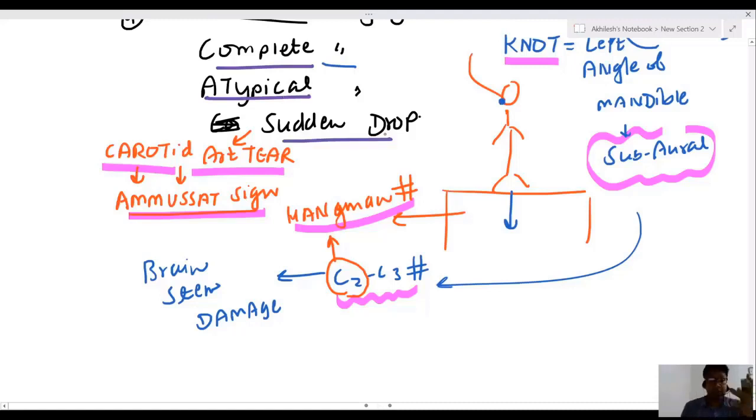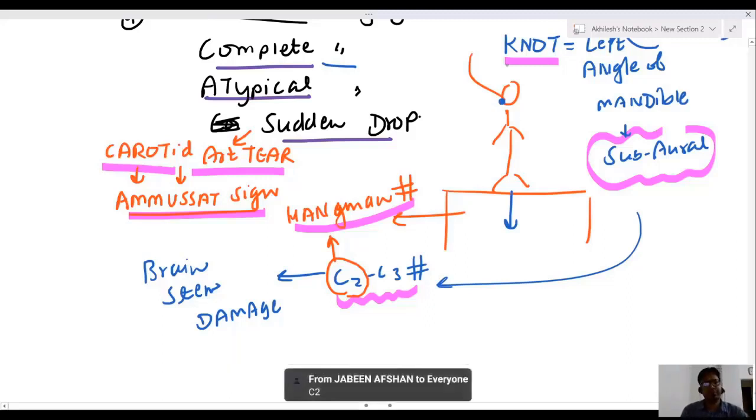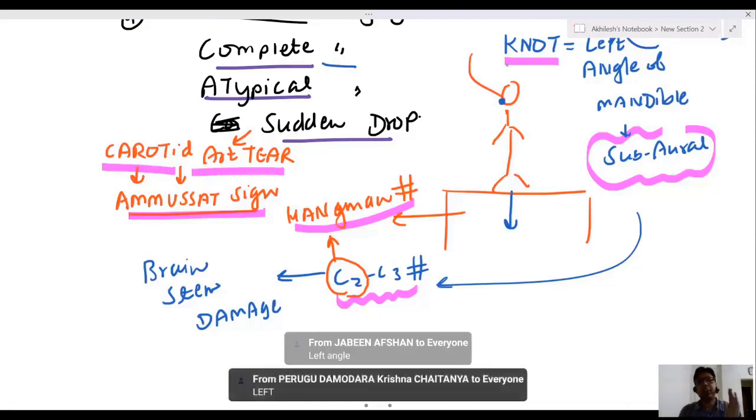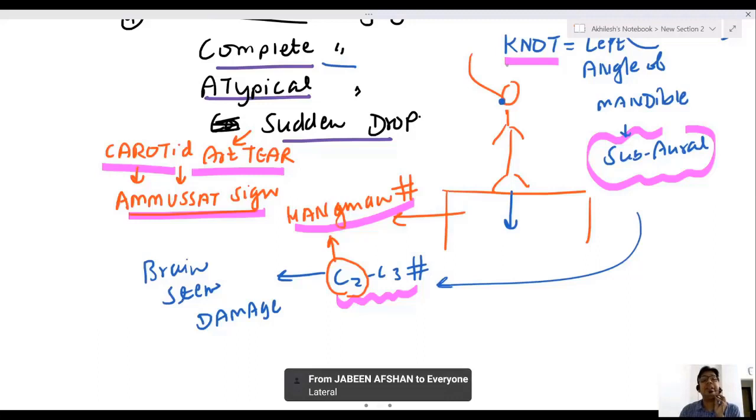But doctor, sometimes a question comes. I am putting two questions. First question, hangman fracture is fracture of which vertebra? No, C2, C3 is the right answer, but specifically C2. Okay. Hangman knot is present on which side? Right or left? Left. Anterior part or lateral part? Lateral. That is left lateral, just below the angle of mandible, suboral.